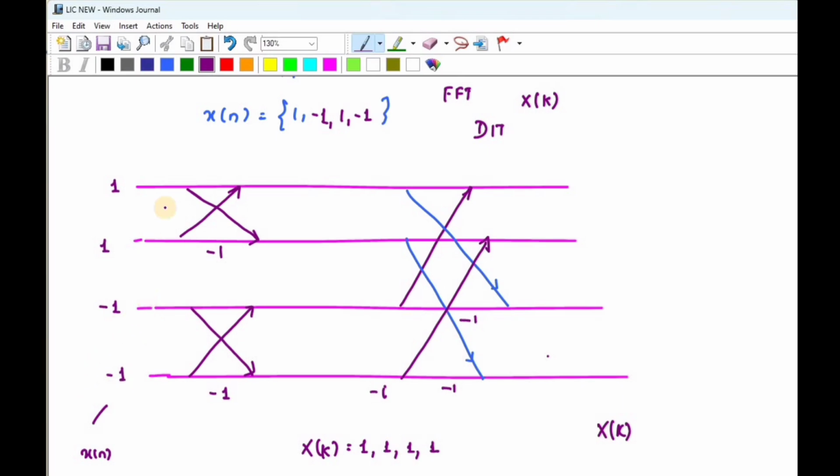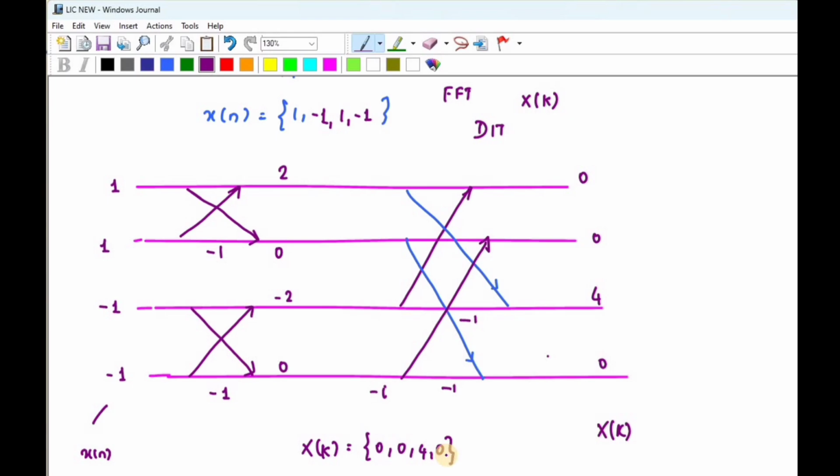Now if I add this one, I will get 2. If I subtract this one, I will get 0. If I add this one, I will get minus 2. Minus 1 plus 1 is 0. Okay, again if I add these two values, I will get 0. Again if I add these two values, I will get 0. Then 2 minus 2, that is, the answer is 4. Then 0 minus 0 is 0. So the answer is 0, 0, 4, 0.